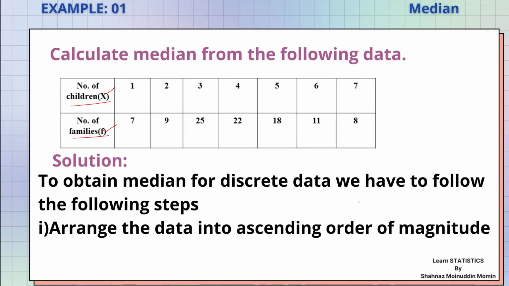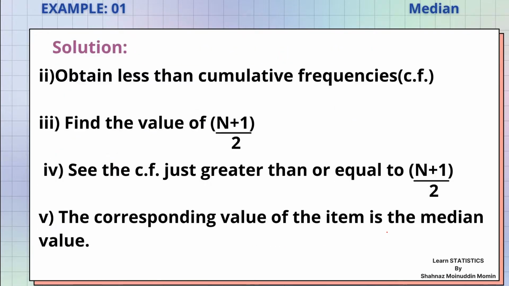So let us start with the first step. Arrange the data in ascending order of magnitude. Next step is to obtain the less than cumulative frequency. Third step is to obtain the value of (n plus 1) upon 2. After calculating (n plus 1) upon 2, the fourth step is to see the cumulative frequency just greater than or equal to (n plus 1) upon 2, and the corresponding value of that atom is the median value.